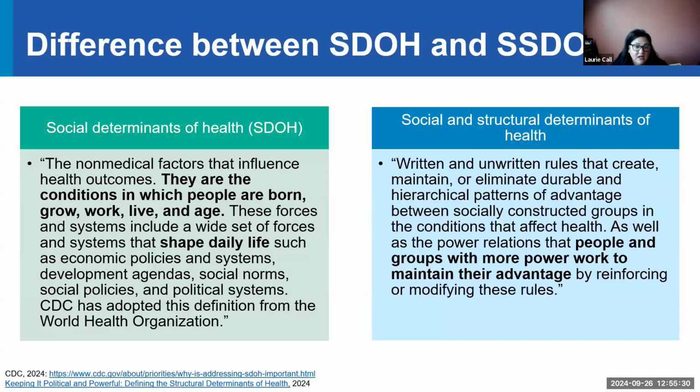And the structural determinants of health, written and unwritten rules that create, maintain, or eliminate durable and hierarchical patterns of advantage between socially constructed groups in the conditions that affect health. So the power relations that people and groups with more power work to maintain their advantage by reinforcing or modifying these rules. So that's why it's so important that we really dig deep in looking at power, and we'll do a quick activity we hope today to be able to do that.